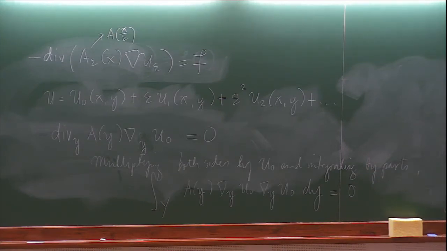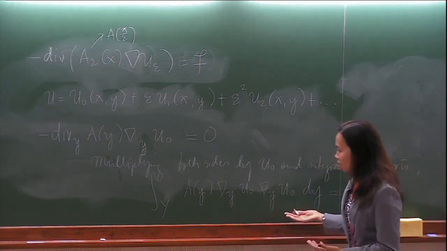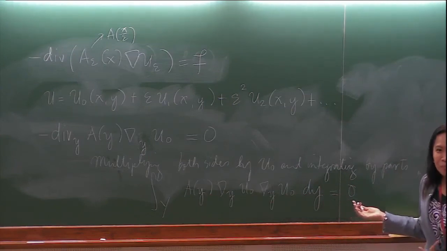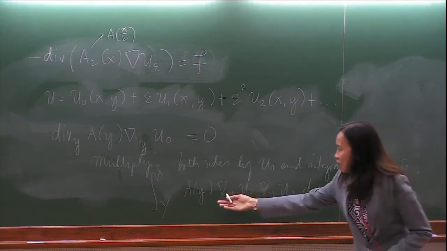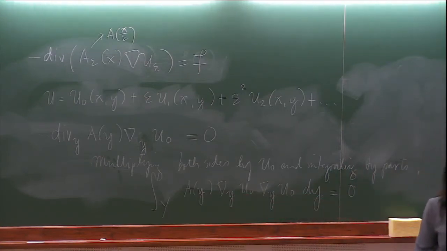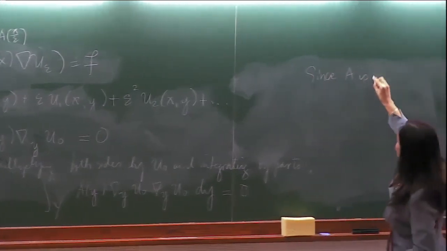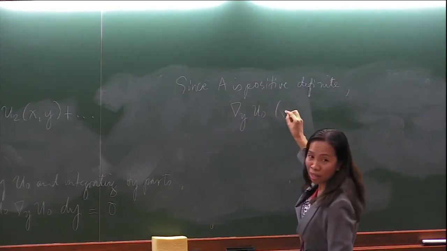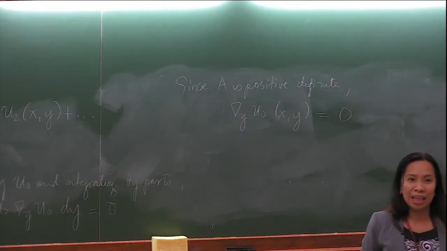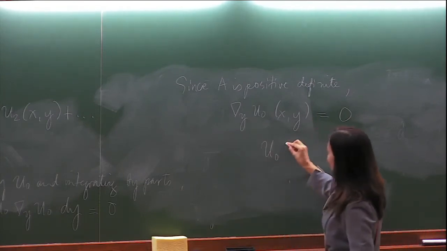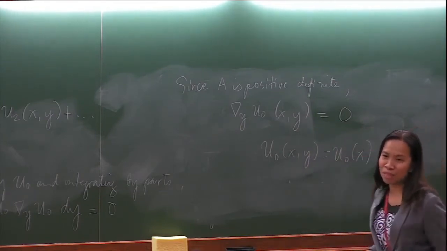So we have that. If you have this equality, what does this mean? If we have this to be zero, what is our assumption on A? Our assumption on A is that it is positive definite. So since A is positive definite, we will have the gradient equal to zero. And so, what do we mean by that? That the derivative with respect to y of u0 is zero, meaning u0 of x, y is just a function of x. And we can write, say, u0 of x or v0 of x if we want.